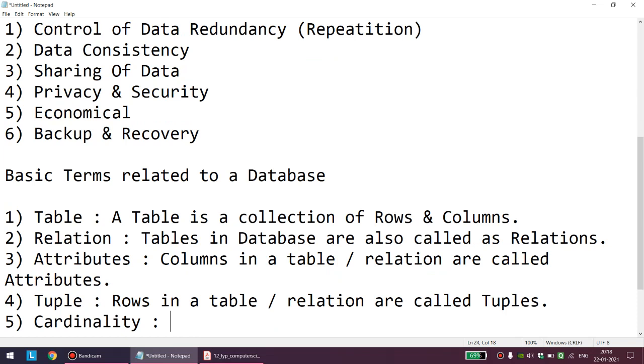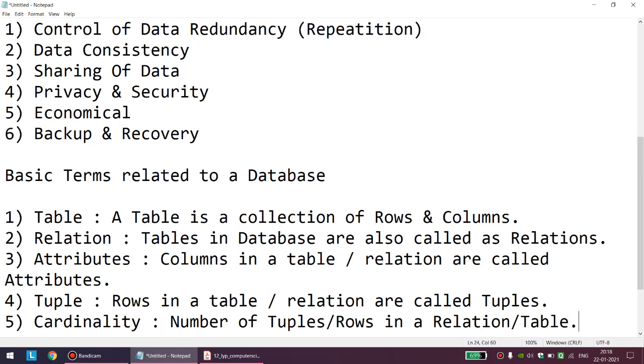Okay, what is cardinality? Number of tuples, or I am making it easy for you, rows in a relation, or what we call a table. For your understanding, wherever sophisticated generalized database terms are there, I am writing the easier terms for your reference. What is cardinality? Number of rows in a table is called cardinality.